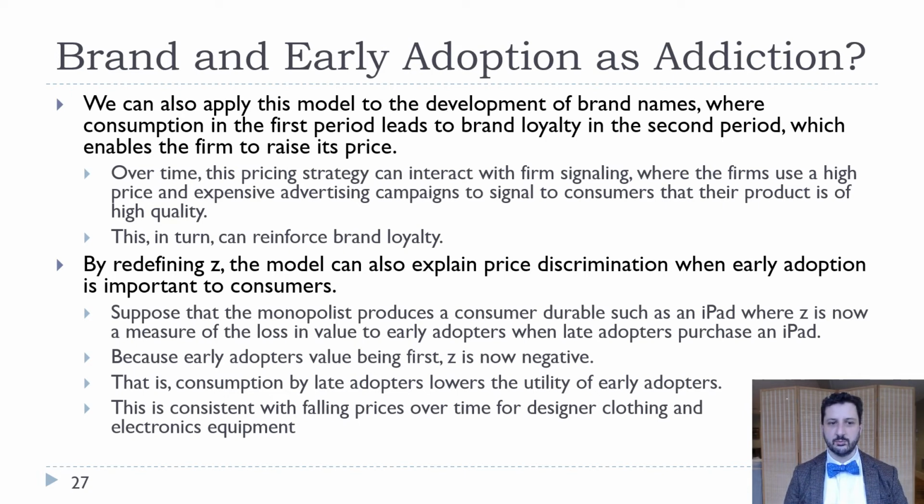We might be able to use this for early adoption as well, where z now is a measure of a loss in value to early adopters when late adopters purchase an iPad. And so now z would not be positive, but negative. And so consumption by late adopters lowers the utility of early adopters. And so that's why you have a falling price over time for things like electronics or designer clothing.